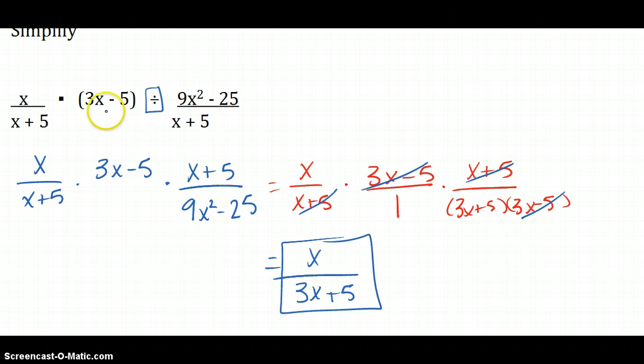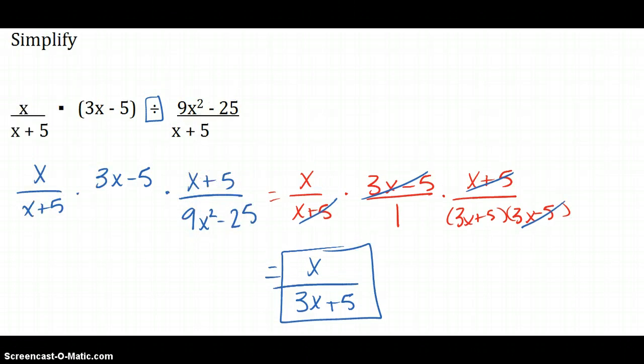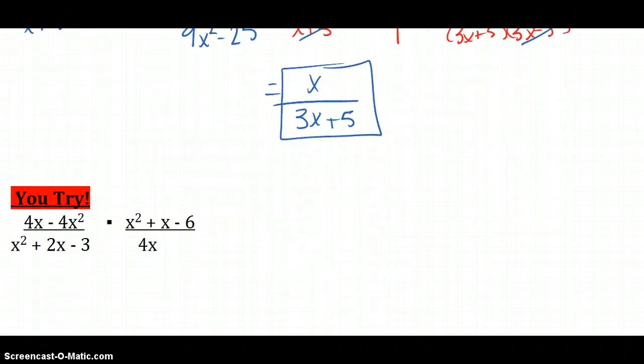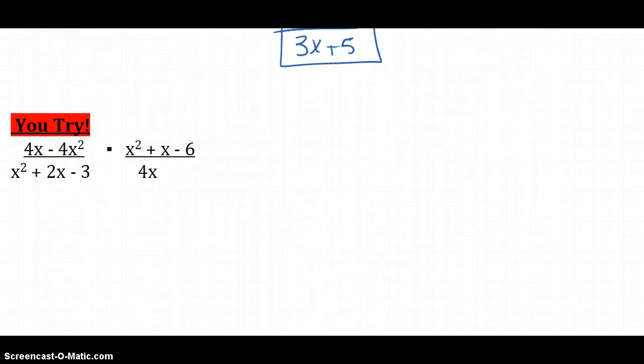So the only difference when we have multiplying and dividing: if you see a divide, right away change that to multiplication and flip your fraction. And then the process is the same from there. So lots of factoring in this section. So I want you to try this one. First step is to factor. You're going to be able to factor everything except the 4x. Everything else should factor, and you'll be able to cancel some things out.